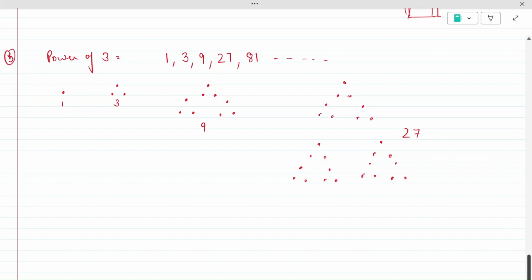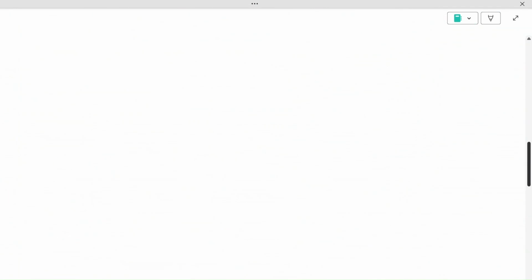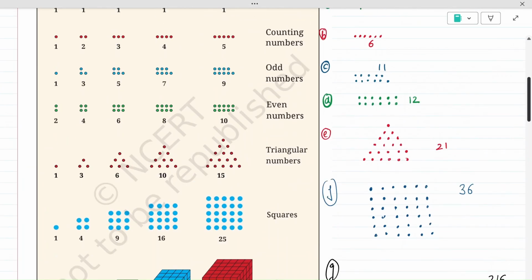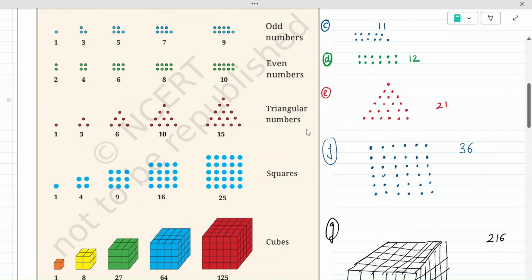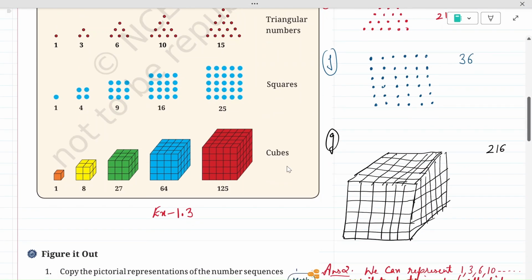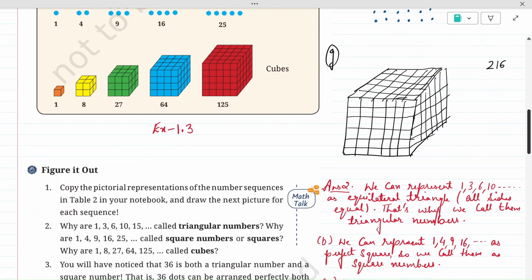So kids, what we have done today, we have done exercise 1.3, and first of all, we have learned the pictorial representation of number sequences. Then we learned why these are called triangular numbers, because they can be represented in the form of an equilateral triangle. These numbers can be represented in the form of a perfect square, all sides equal, and these numbers we can represent as perfect cubes, again all sides equal. Okay, in the form of a cubic structure.